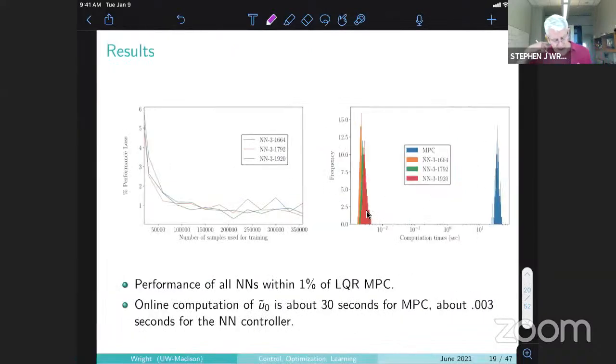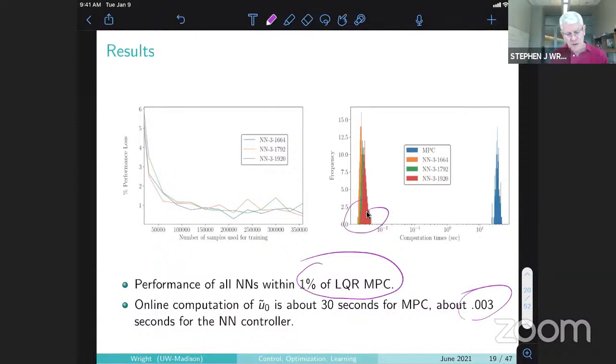And the upshot here, there are many more results in the paper, but this is just one of them. The upshot is that we could get within 1% of the performance of traditional MPC based on solving a quadratic program, within 1% of that in terms of measuring some objective of performance. So basically doing just as well as the real QP. But the interesting thing is that it only takes about 0.003 seconds to produce the appropriate input for a given state.